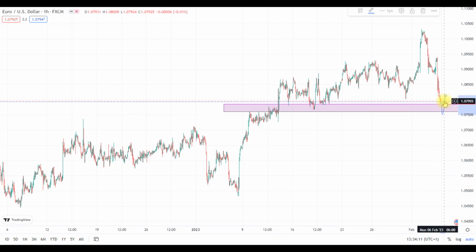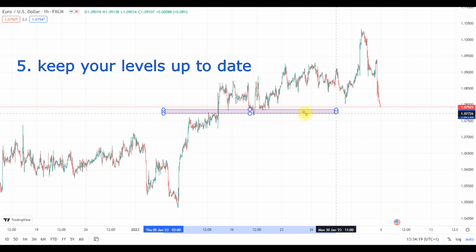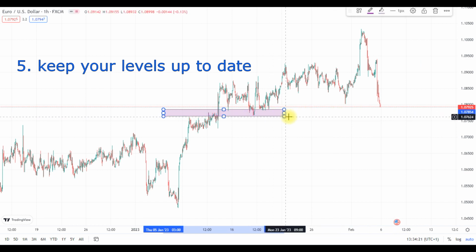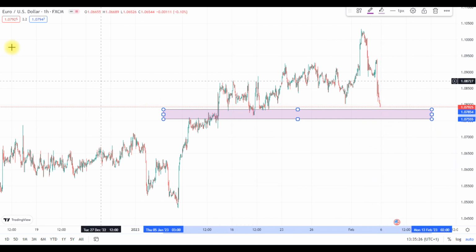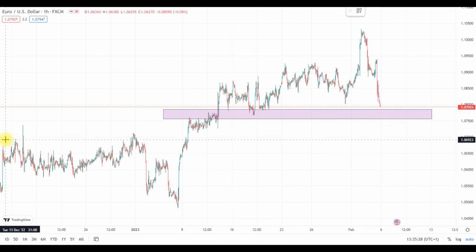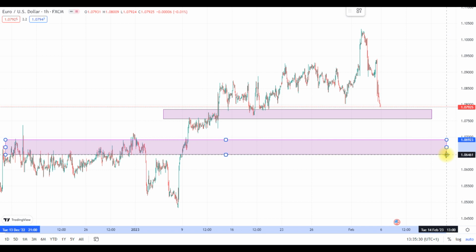It's also important to keep your levels always up to date. So for example, if you have drawn in the level here, always make sure you stretch your area far enough that it's also covering the area where the price action is taking place. And if the market comes down further, make sure you have already drawn in your next support and resistance level.